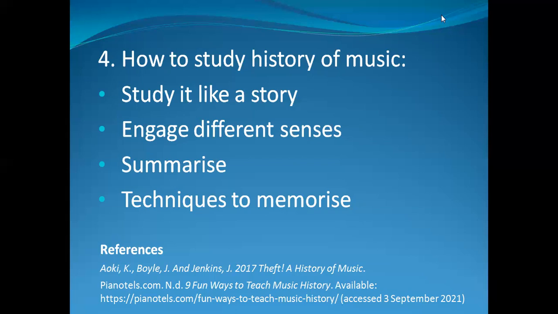So these are just a few things that I thought I would like to share with you and help you to make your lessons more interesting when it gets to history of music, and also to help your learners to actually study their work easier. And that's it from me in terms of the didactics of history of music.